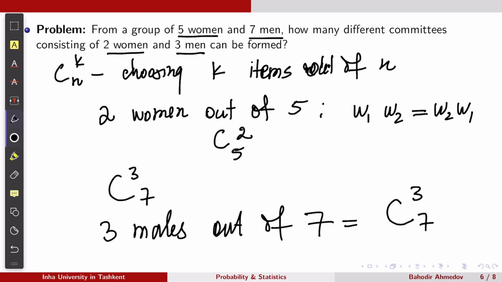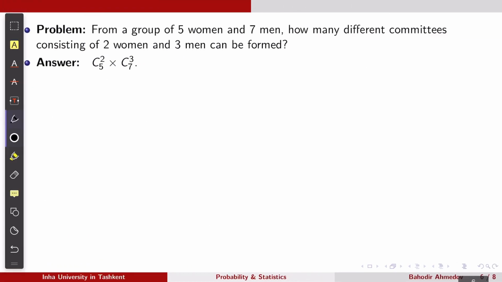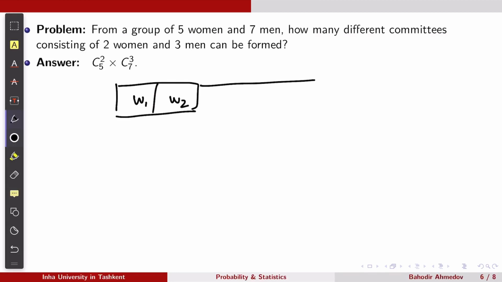And at the end, what we have to do is we just need to multiply them. So I'm going to try to explain why we have to multiply these 2 things. So let's say you've chosen 2 females, right? So you've chosen 2 females here, woman 1, woman 2. Now, how many different committees is it possible to make for the males? You need to choose 3 males out of 7, right? So it is possible to make the combination of 7 and 3.